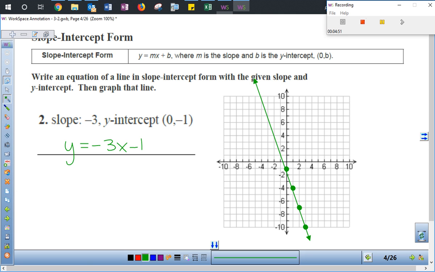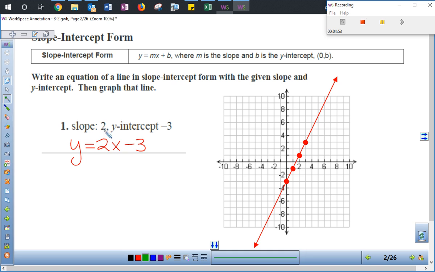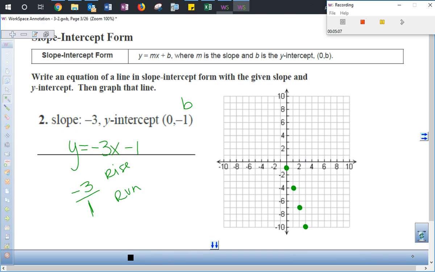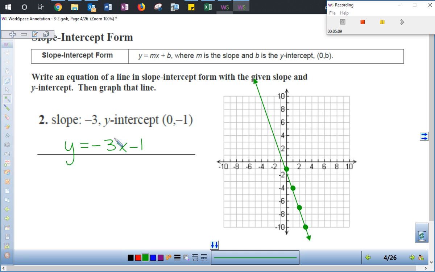Now, if you look at number 1, my slope is positive. Now, take a look at your graph. If you were to trace this graph from left to right, like you read, notice it's going up. So when you have a positive slope, your graph should be going up from left to right. Now on number 2, we have a negative slope. So if I trace this guy from left to right, my graph is going down. So that's just kind of a helpful little friendly reminder that if your graph is going down, the slope should be negative. If your graph is going up, the slope should be positive.